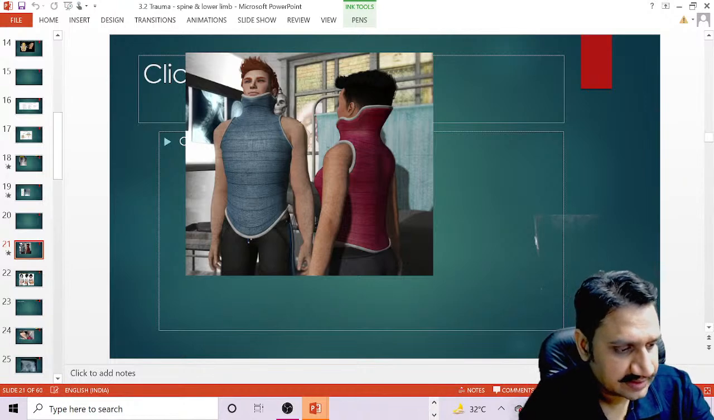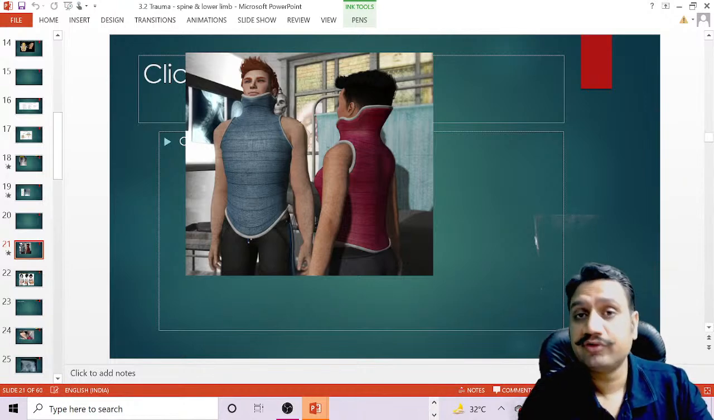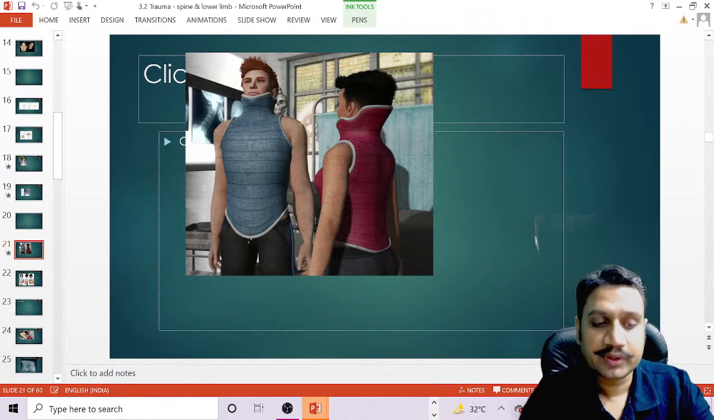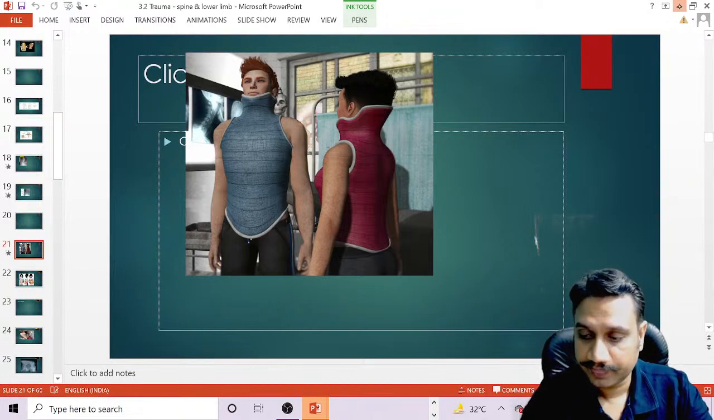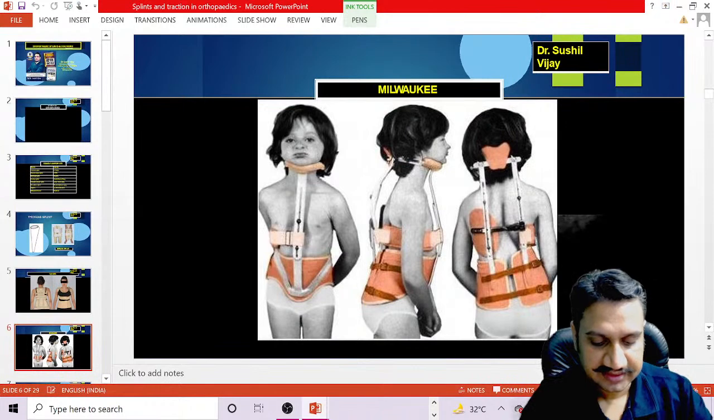What else, guys? The spinal braces. So Nalini, I would suggest you download this file, keep it safe with you, and when you go for INI or NEET, open it up, go through it once, and it will help you out in all the exams. Okay, these are the braces.